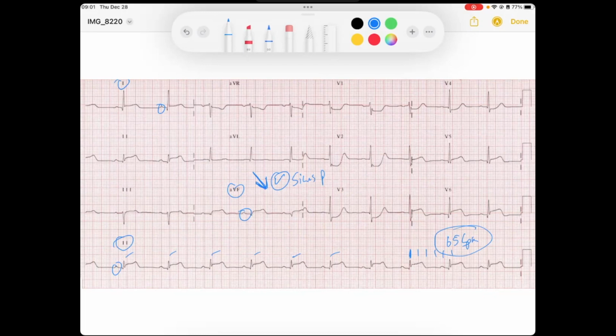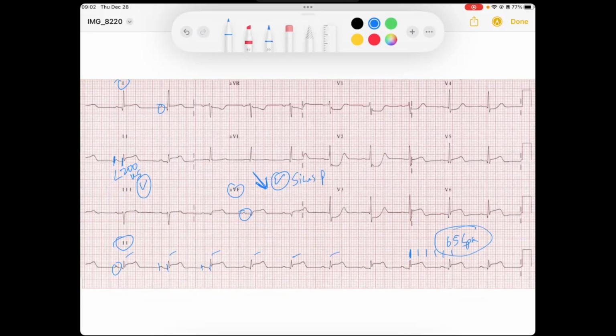That occurs in the setting of the PR interval. Our PR interval here is normal. It is less than 200 milliseconds, so it's a normal AV node function. Make sure that the PR interval stays the same throughout, which it does. I don't see any P waves that do not conduct to QRSs. That's important to make sure that our AV node is conducting every signal that it gets.